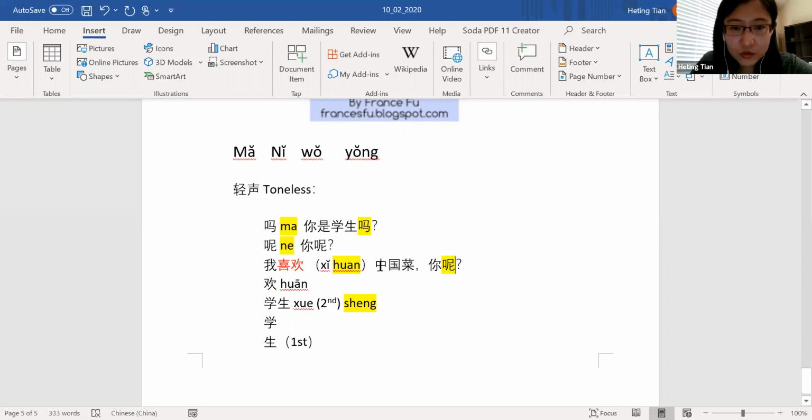我喜欢中国菜. When 喜 and 欢 are together, the second character 欢 is neutral tone. That's 喜欢 and 你呢? But when they are separate, we say 喜 and we say 欢, the first tone. But when 喜 and 欢 are together, the 欢 is the neutral tone. 喜欢. Next one is 学生. When they are separate, we separate them. 学生, but we make them as student, as a word, two characters as a word. 学生. That means the second 生 is neutral tone.